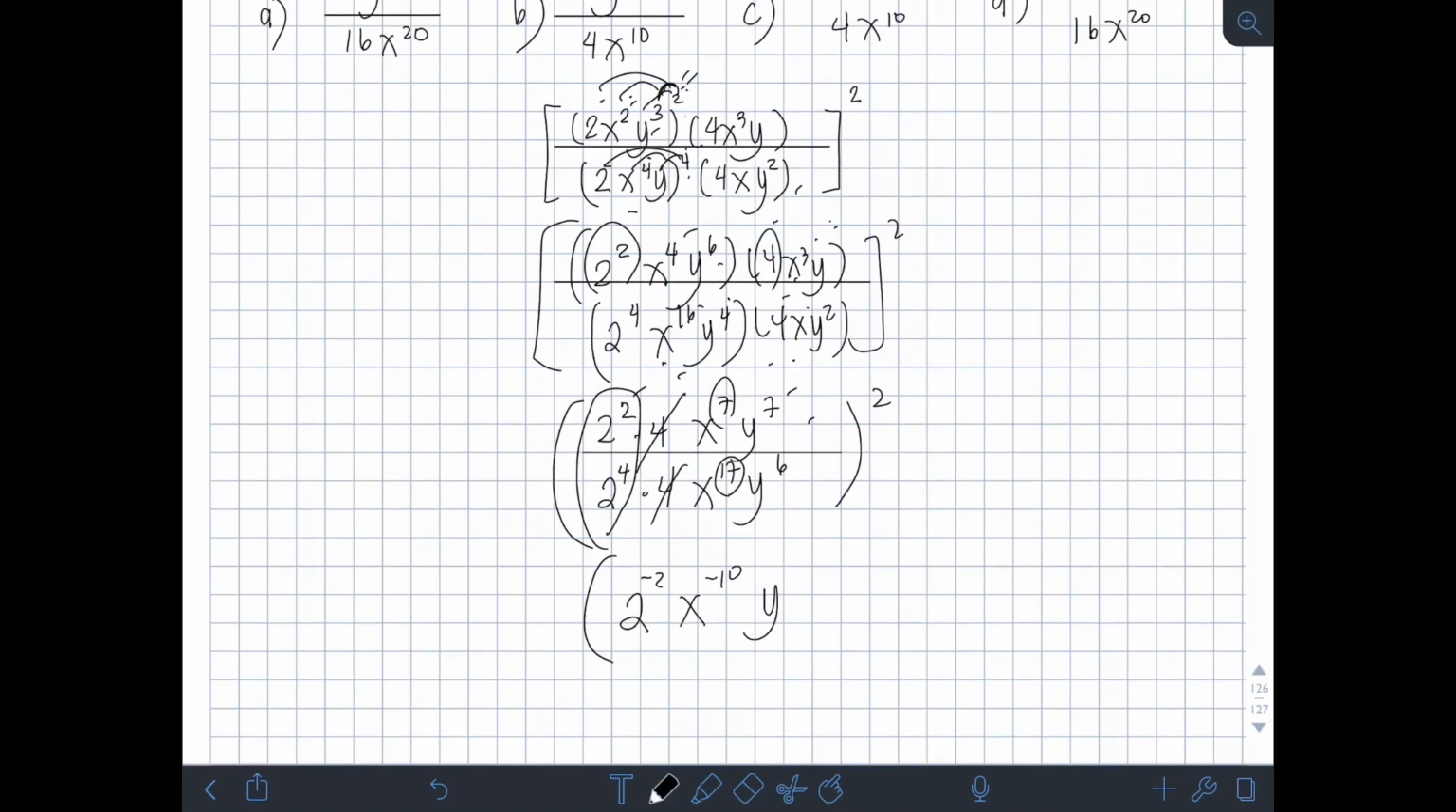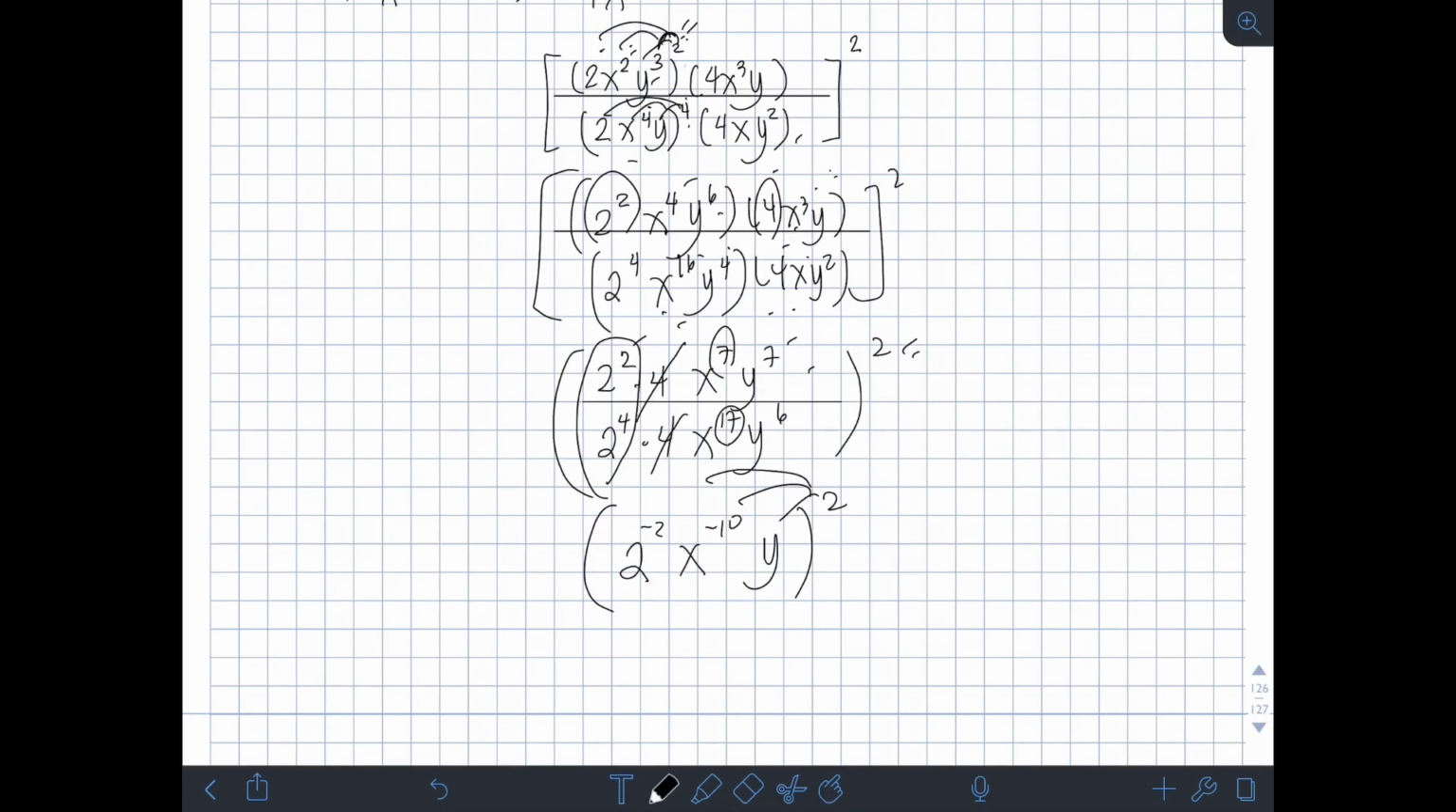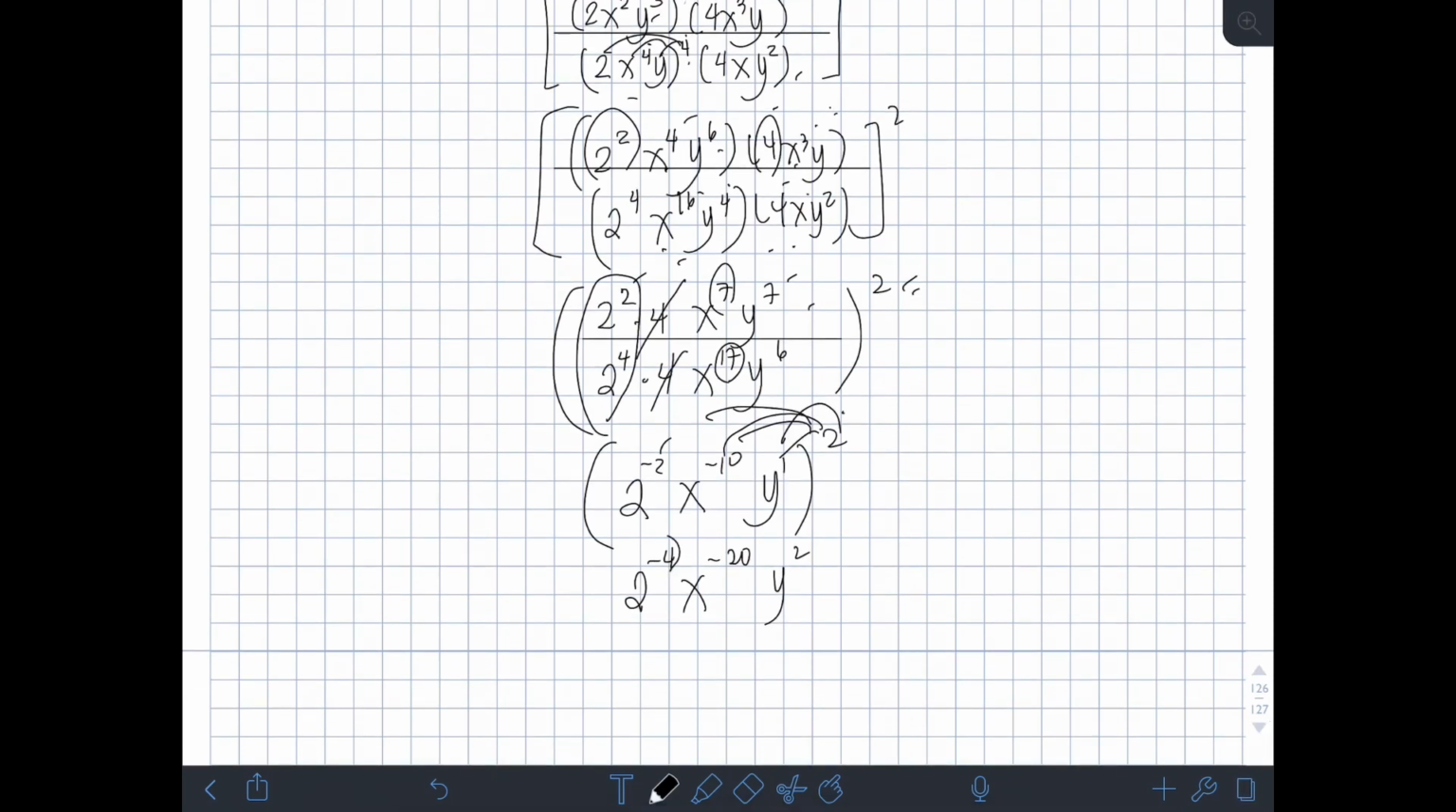Ilan yan? 1, right? Or kahit di na natin isulat. Then tsaka natin i-square, right? Ito, distribute natin sa bawat factor. So, 2 raised to negative 2 times 2, negative 4. X raised to negative 10 times 2, negative 20. Then y, 1 lang yung exponent ni y. So, y, 1 times 2 lang. So, 2. Okay? Ngayon, itong mga negative exponent, gawin nating denominator.